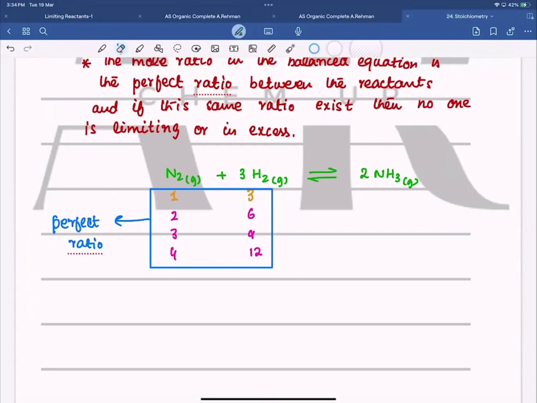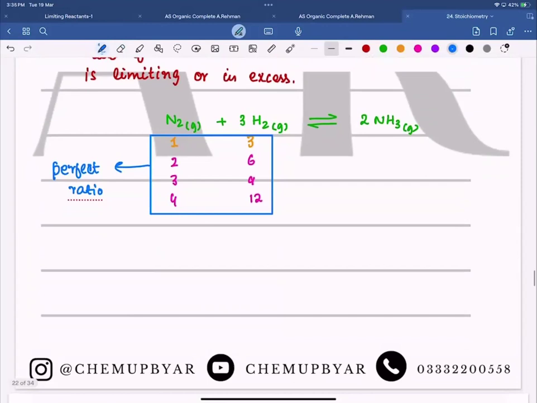Is this clear to all of you? Now think, if I provide you, let's suppose, 7 and 20. Can you tell me whether it's a perfect ratio or not? No, sir. Then according to the ratio, which substance is greater or which substance is lesser? Hydrogen is lesser. Very good, Ammar, because if you see the ratio is 1:3, right?